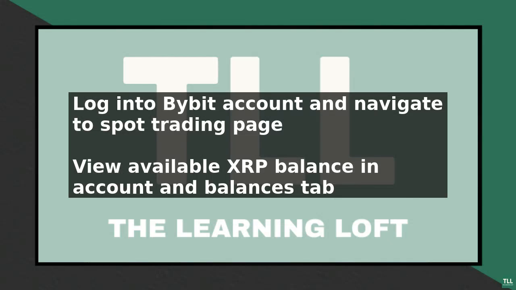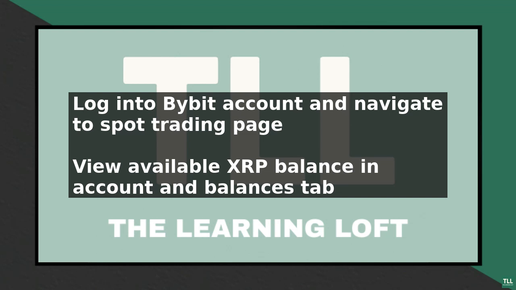To convert XRP to USDT in Bybit, start by logging into your Bybit account and navigating to the spot trading page. Click on the Account and Balances tab to view your available XRP balance. Ensure you have sufficient XRP in your account to proceed with the conversion. Next, locate the XRP USDT trading pair and click on it to open the trading interface.